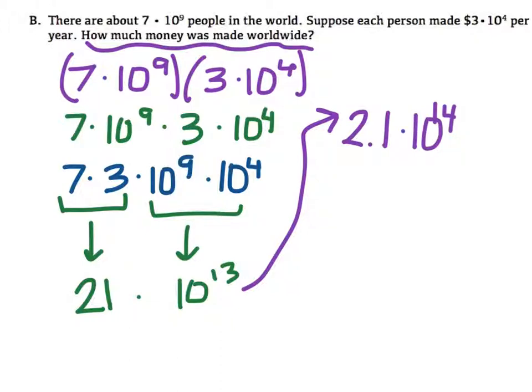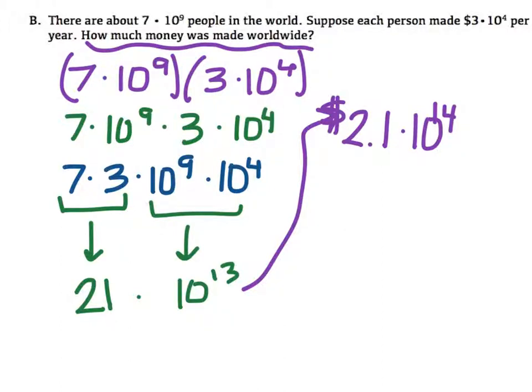And let's make sure we remember the question we're trying to answer, how much money was made worldwide. So our answer should have a dollar sign attached to it. So our answer is 2.1 times 10 to the 14th dollars for how much money is made worldwide. That's our answer in scientific notation. If we wanted to express our answer in standard form, we could, but this is a problem where I think you can see that the answer is actually more easily written in scientific notation than in standard form.